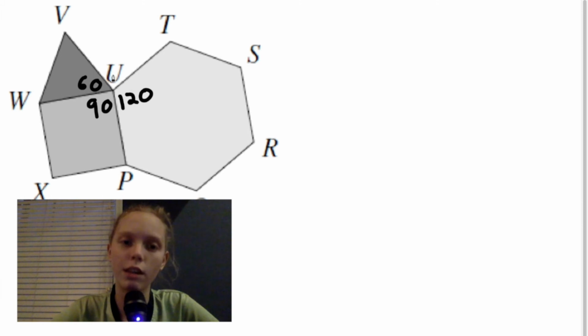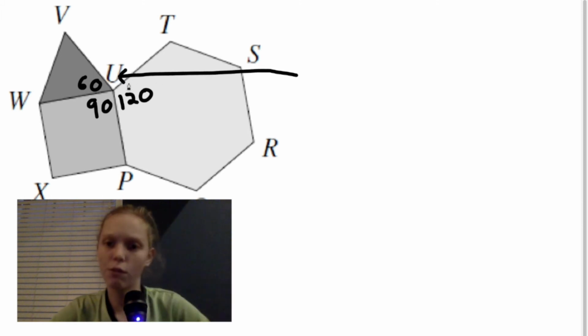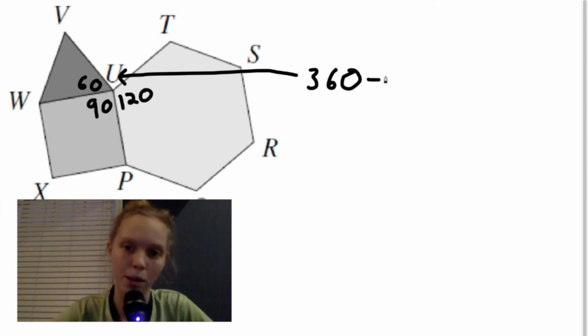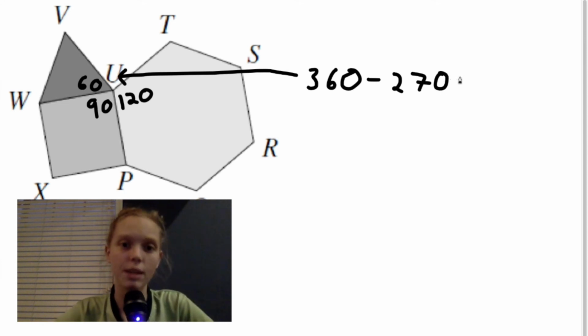So we can figure out that fourth angle by setting the sum of the four angles equal to 360. So then we get that that angle is going to be 360 minus the sum of all the other angles at that point, which is 270. So we know that angle TUV is going to be 360 minus 270. This comes out to be 90 degrees.